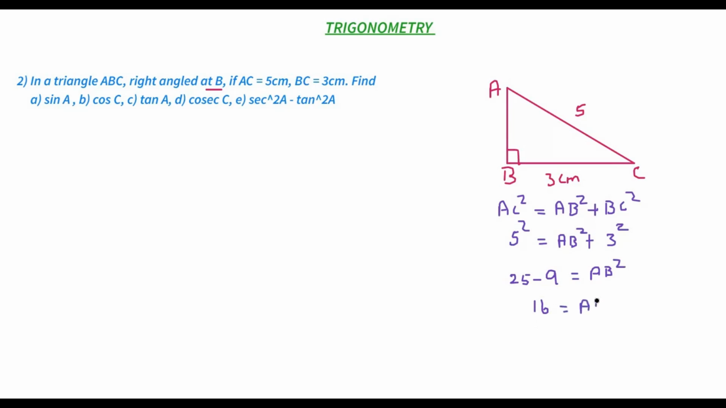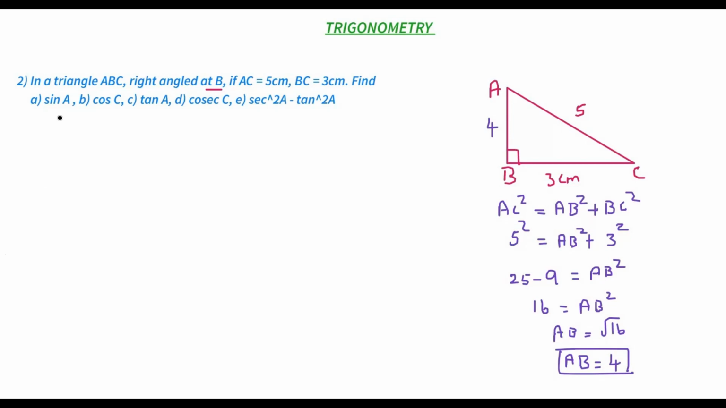16 equals AB square. But we have to find AB. Taking square root on both sides, this will be equal to square root of 16. So what is square root of 16? AB is 4. Yeah, 16 is a square number. So now we have got the value of AB. So AB is 4. Right? Till this it's clear. Now let's see the first question.